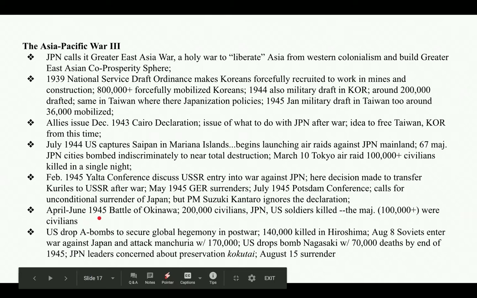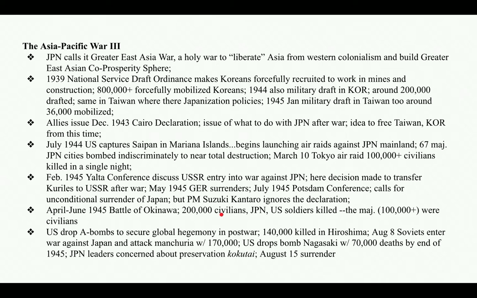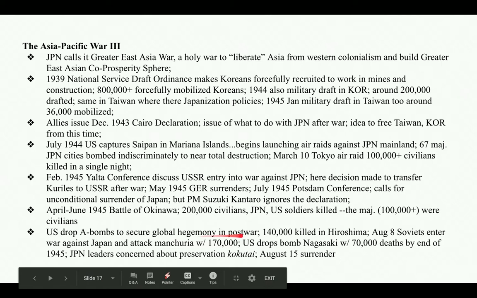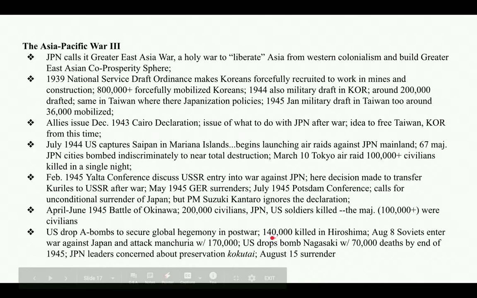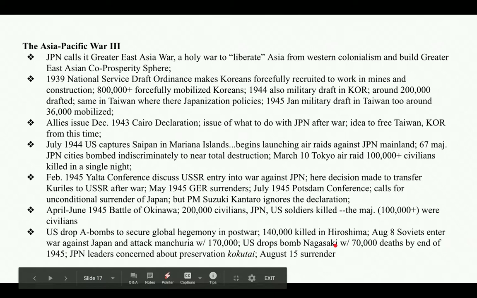Between April and June 1945, during the Battle of Okinawa, approximately 200,000 civilians, Japanese and U.S. soldiers were killed. The majority of these, over 100,000, were civilians. The U.S. dropped two atomic bombs to secure its global hegemony in the post-war, in Hiroshima, killing 140,000. On August 8th, the Soviets entered the war against Japan and attacked Manchuria. And the following day, the U.S. dropped the second atomic bomb on Nagasaki, resulting in 70,000 deaths by the end of 1945.